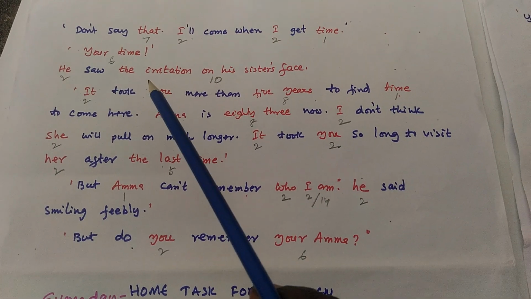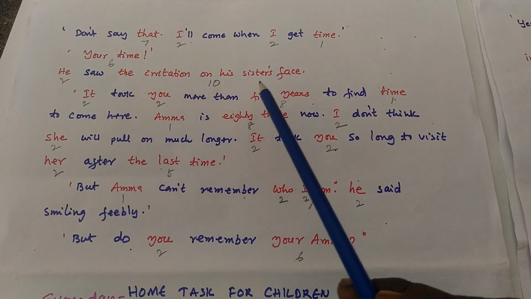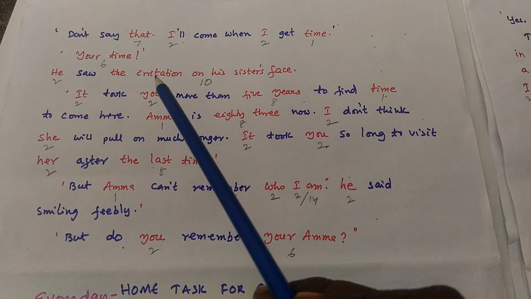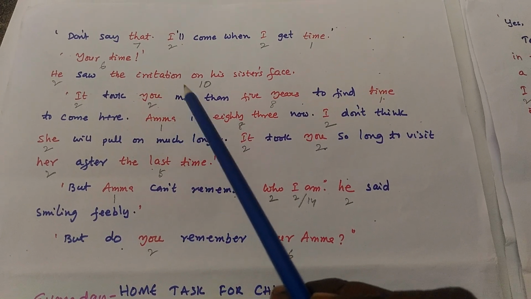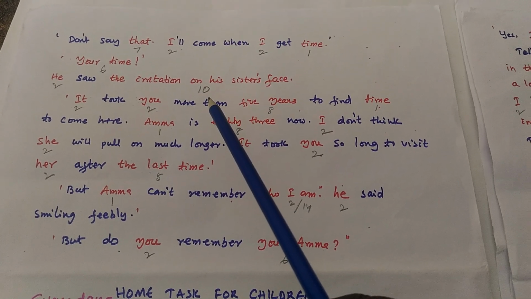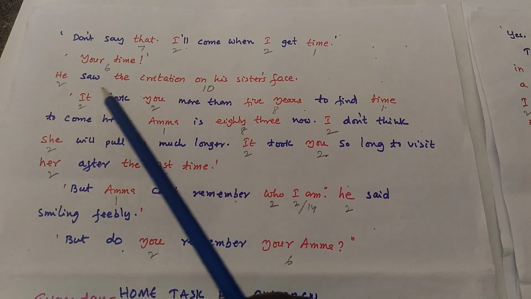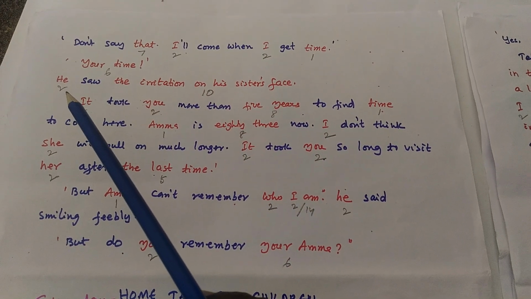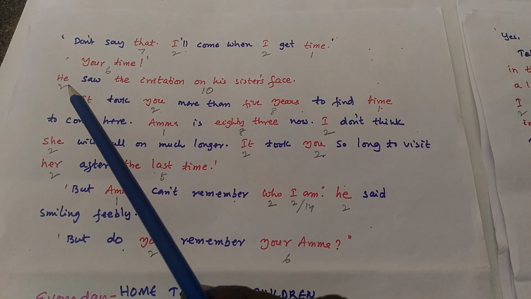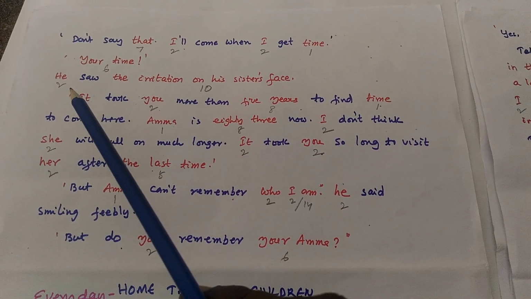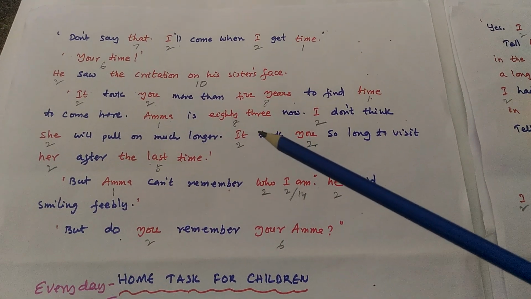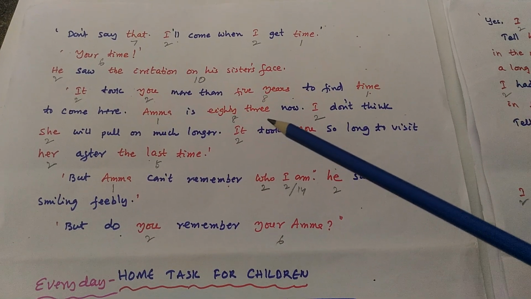And next one, look at this one. The irritation on his sister's face. It is a noun phrase because a noun plus a prepositional phrase is called noun phrase, its indicator number is 10. And here he is also a noun phrase because its indicator is 2. That means the single word pronoun is also called noun phrase. In this way, all red ink marked phrases are noun phrases.